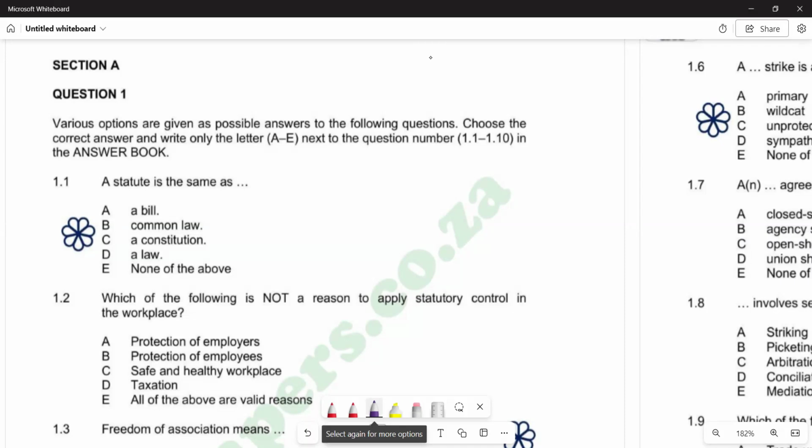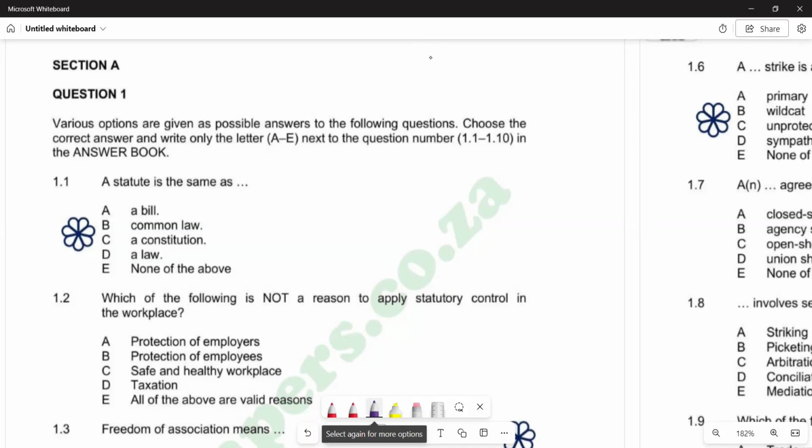In this video, we want to look at the question paper of June 2024. And this is question one of that question paper, which is on multiple choice questions. So this question that we have for section A reads: various options are given as possible answers to the following questions. Choose the correct answer and write only the letter A to E next to the question number.